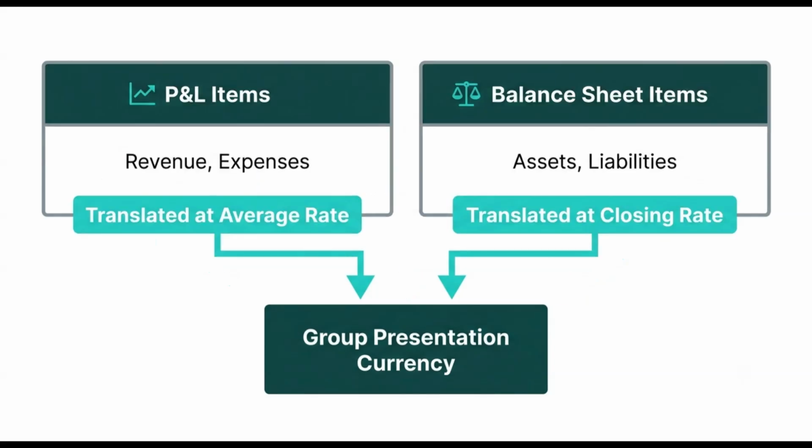Translation isn't a single flat conversion. Different parts of the financial statements use different exchange rates. P&L items, like revenue and expenses, are translated using the average rate for the period, since they accumulate over time. Balance sheet items, like assets and liabilities, are translated using the closing rate at period end, since they represent a snapshot in time. This distinction matters because it's the source of the next concept, the CTA.